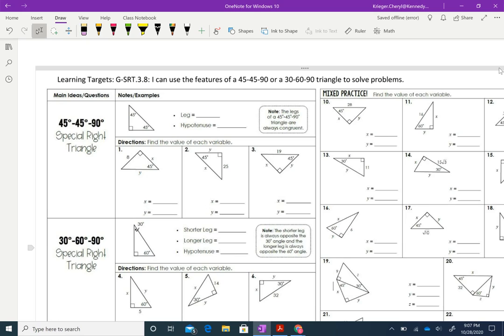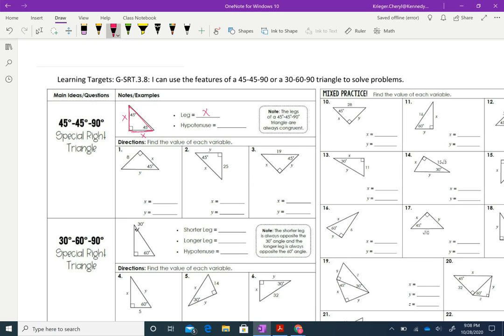So we're talking about side lengths, okay? And we don't know anything about this 45, 45, 90 triangle other than its angles, right? So if we don't know anything about its sides, we're going to call the legs x. Okay, so the legs are x units long, and the hypotenuse we can find by plugging it into the Pythagorean theorem.